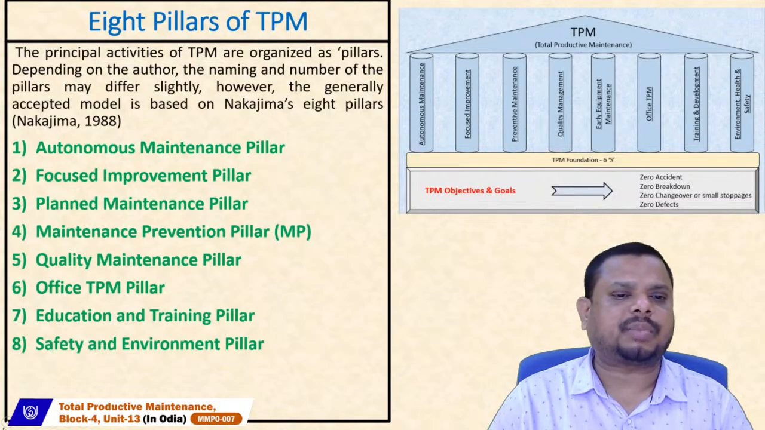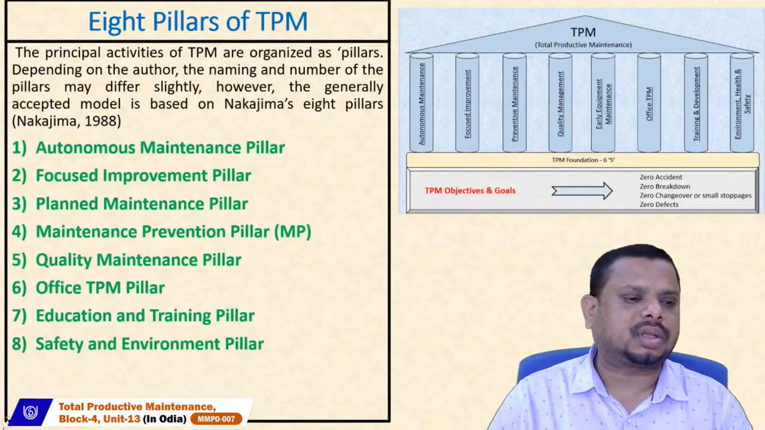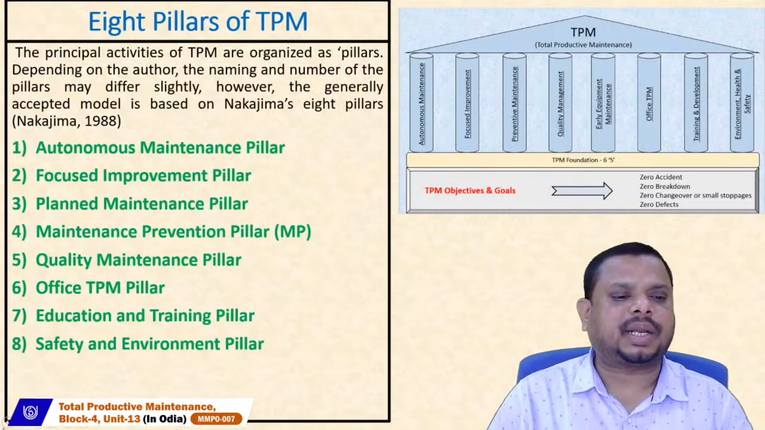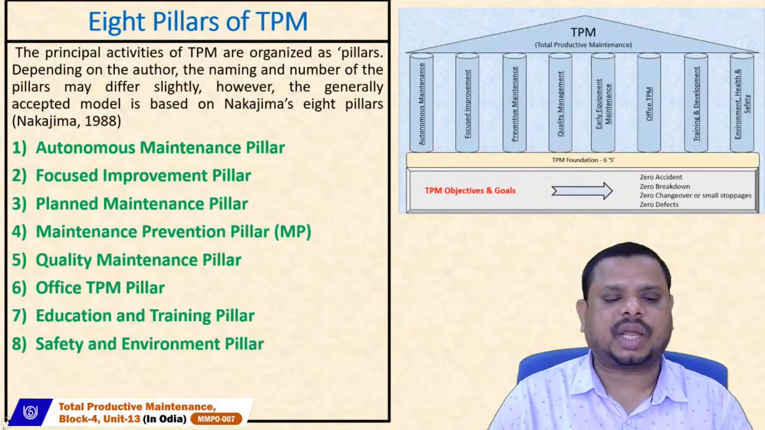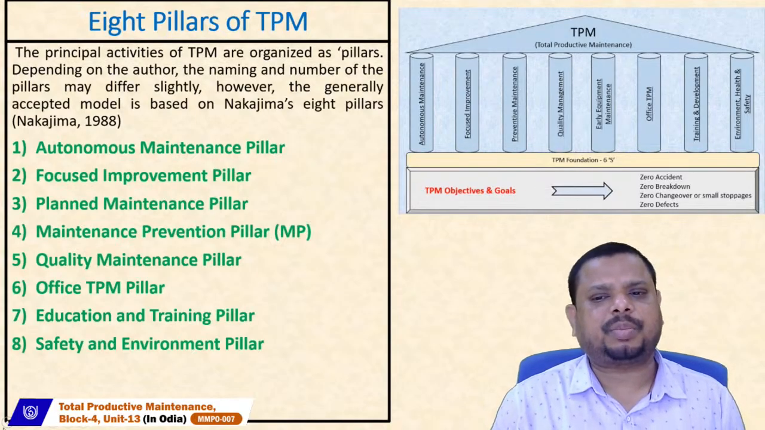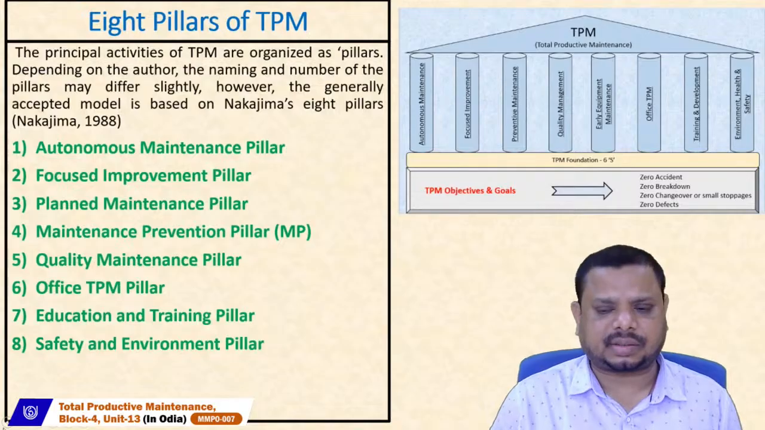The first one is the autonomous maintenance pillar. The second is the focused improvement pillar. The third is the planned maintenance pillar. The fourth is the maintenance prevention pillar, which is shortly known as MP. The fifth is the quality maintenance pillar. The sixth is the office TQM pillar. The seventh is the education and training pillar. And the last one is the safety and environment pillar. If you observe this particular figure, the foundation of these TPM pillars is based upon 6S.